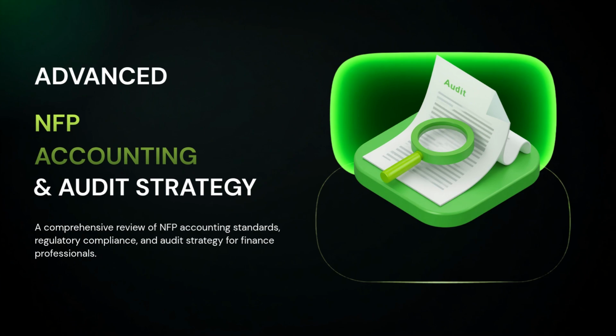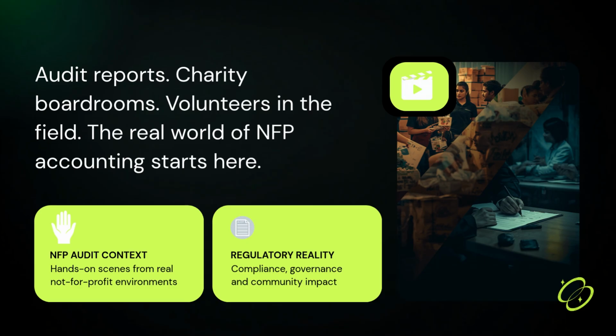In the commercial sector, the bottom line is profit. In the not-for-profit sector, the bottom line is purpose, public trust, and absolute transparency. But executing that purpose requires navigating one of the most complex regulatory and financial reporting frameworks in Australia.